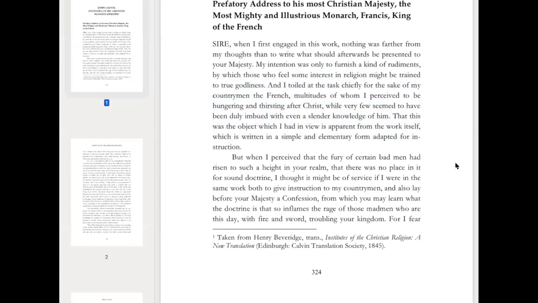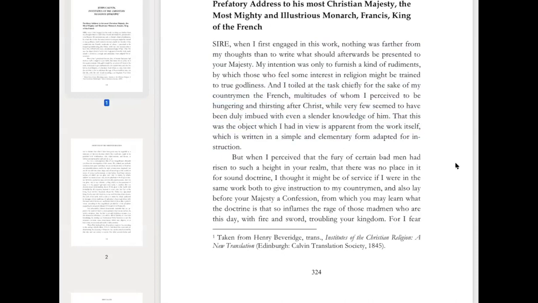And if any of you are perhaps familiar with the Institutes and are saying, well, that seemed to be my experience, the original edition of the Institutes was far, far shorter than what we now know as the Institutes of the Christian Religion. Calvin went on and expanded it throughout his life. So it really is a simple and elementary exposition of Protestant teaching in its original form.